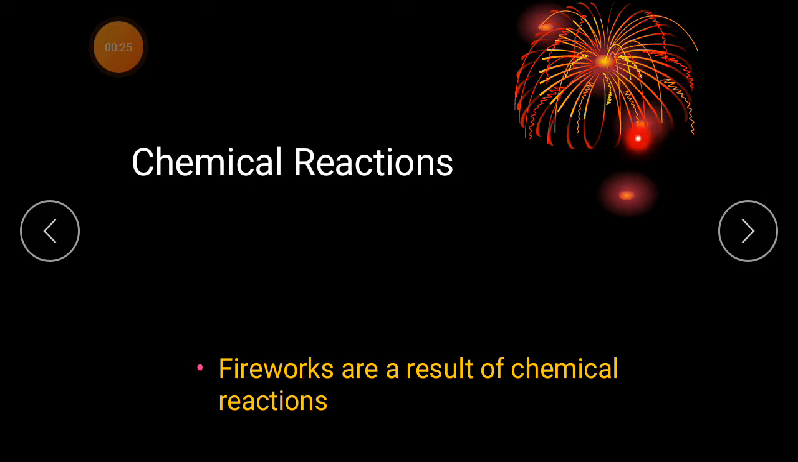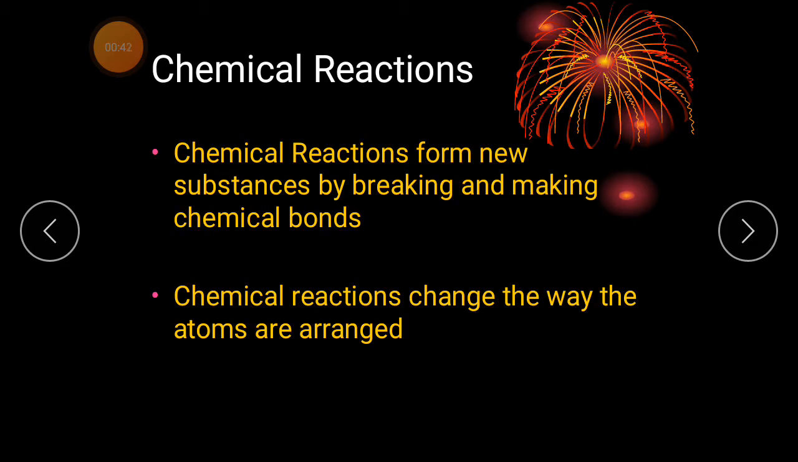Students, here you can see this reaction. This is a firework. So this firework is a result of chemical reaction. Firework is a type of chemical reaction. Chemical reactions form new substances by breaking and making chemical bonds. Chemical reactions change the way the atoms are arranged.